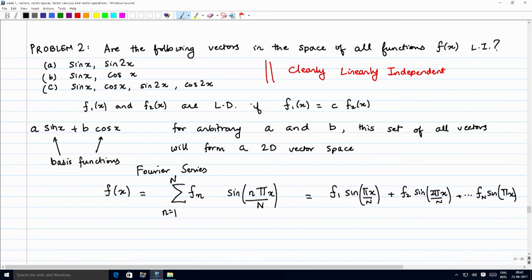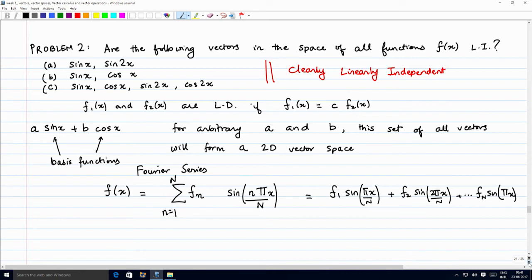Okay. So, this sort of expansion in terms of sines is called a Fourier series. And what is important is that each of these functions, sin pi x by N, sin 2 pi x by N and so on, are linearly independent. So the idea of basis functions is something you will see a lot in different courses, and it is all based on the ideas of linear independence.